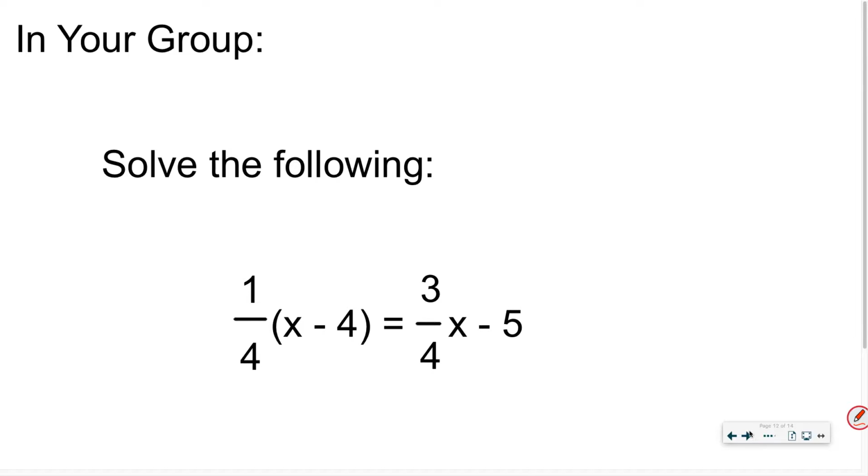So at your table, with a small group, in your binder, you're gonna answer this on your own, and then you're going to share with the people at your table. 1/4 parentheses x minus 4, close parentheses, equals 3/4 x minus 5. So do this in your binder and then share with the people that you're sitting with what you got. And let's see if we can all come up with a correct answer.